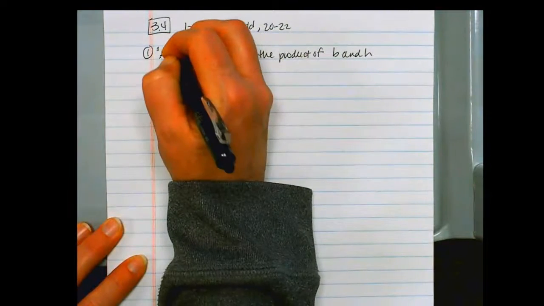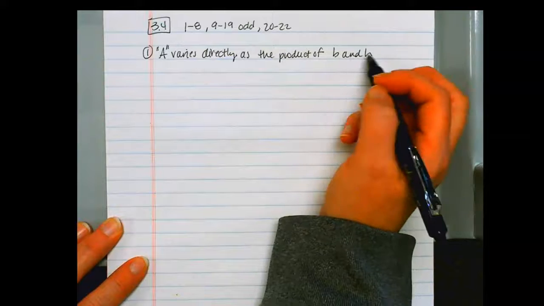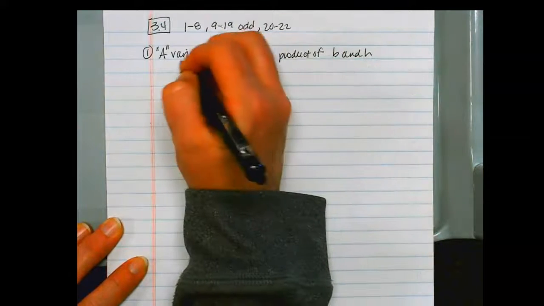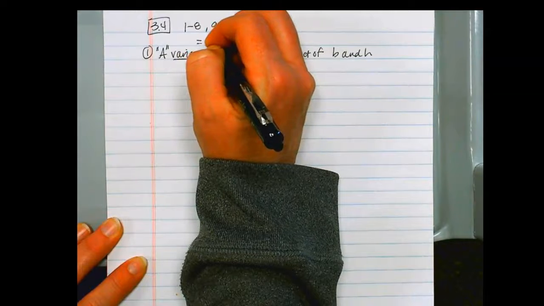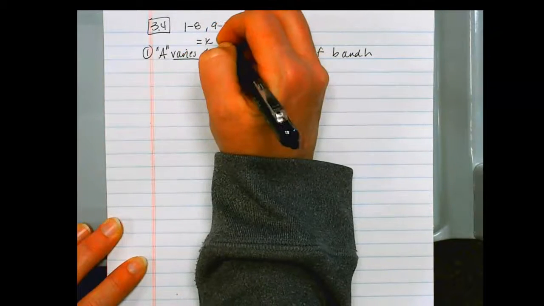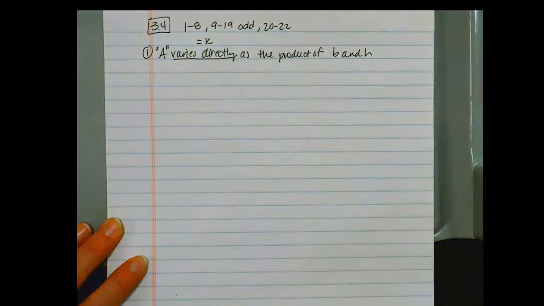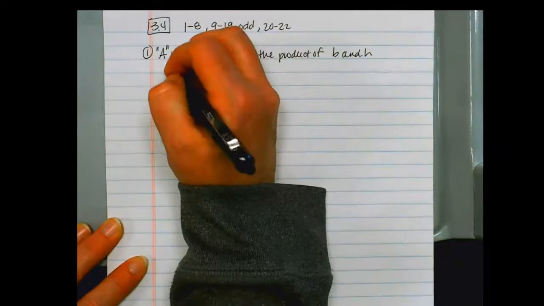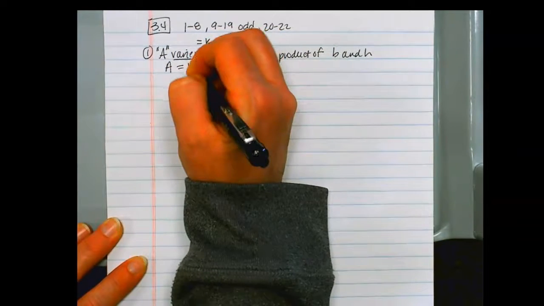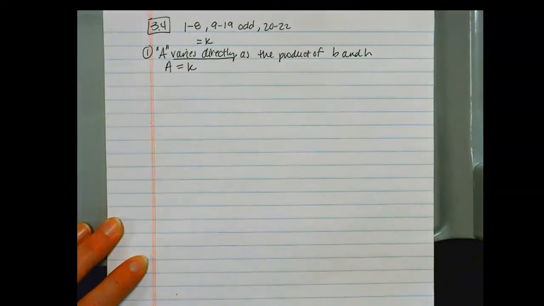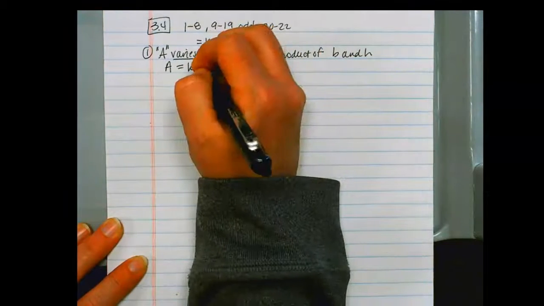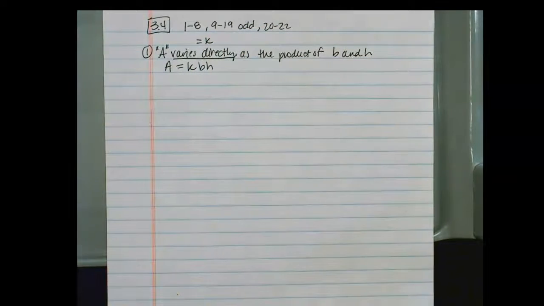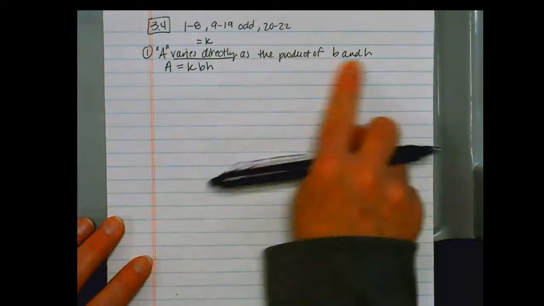A is the variable, varies directly as the product of B and H. So varies directly means it's equal to, I'm not going to use A again. I'm going to use K as my constant here because that would be confusing with the different A's. So A is not equal to, it's equal to the constant of variation times the product of B and H. So KBH. It's all multiplied together. Varies directly means that it's in the numerator. These are in the numerator.